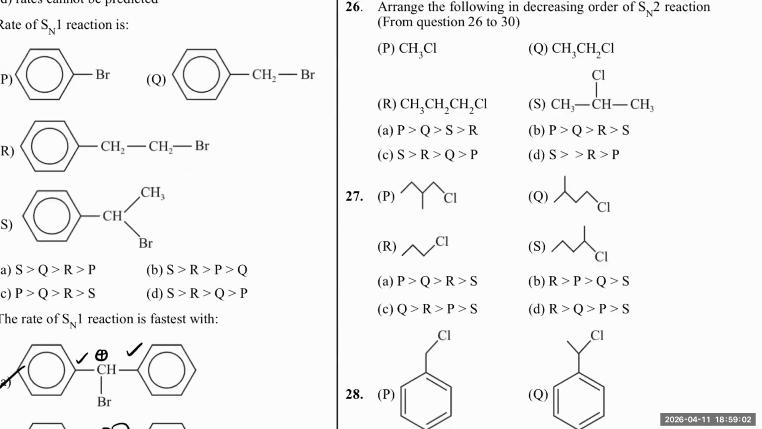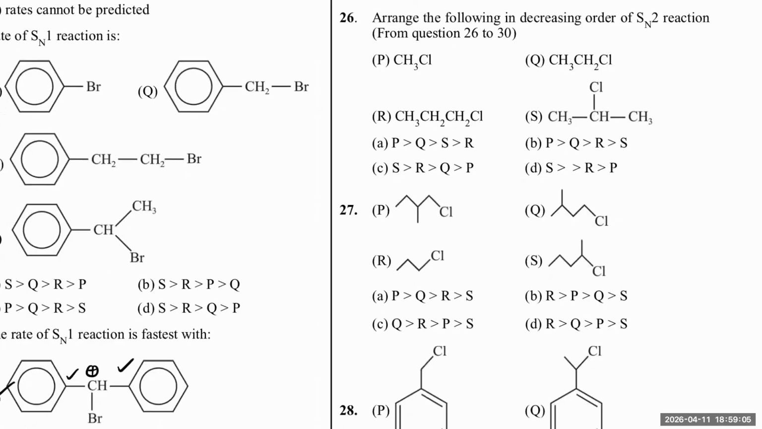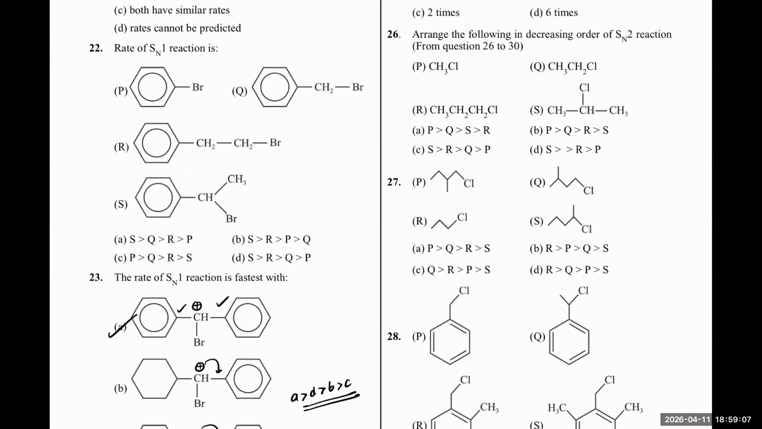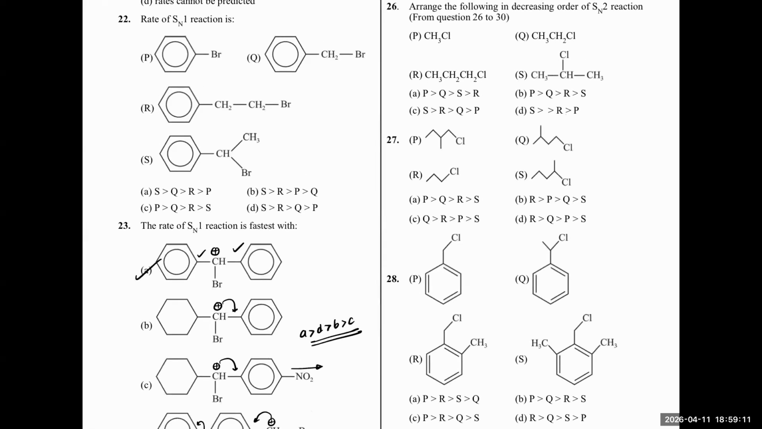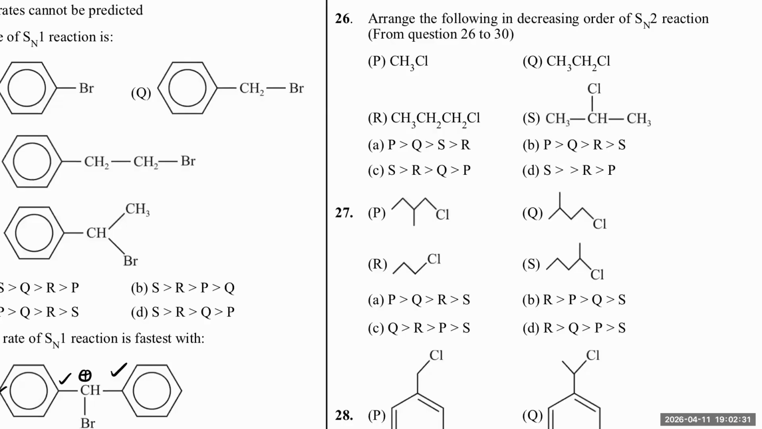Now notice SN2 cases one by one. Okay. So first, I would give you some time for these cases 26, 27, 28. Try them out. Got it? And then I'll discuss one by one. 26th one, we can see that this will be the most favorable SN2 here, because this has the least crowding. After that it is Q, then R, then S. Should be the case here, P, Q, R, S.